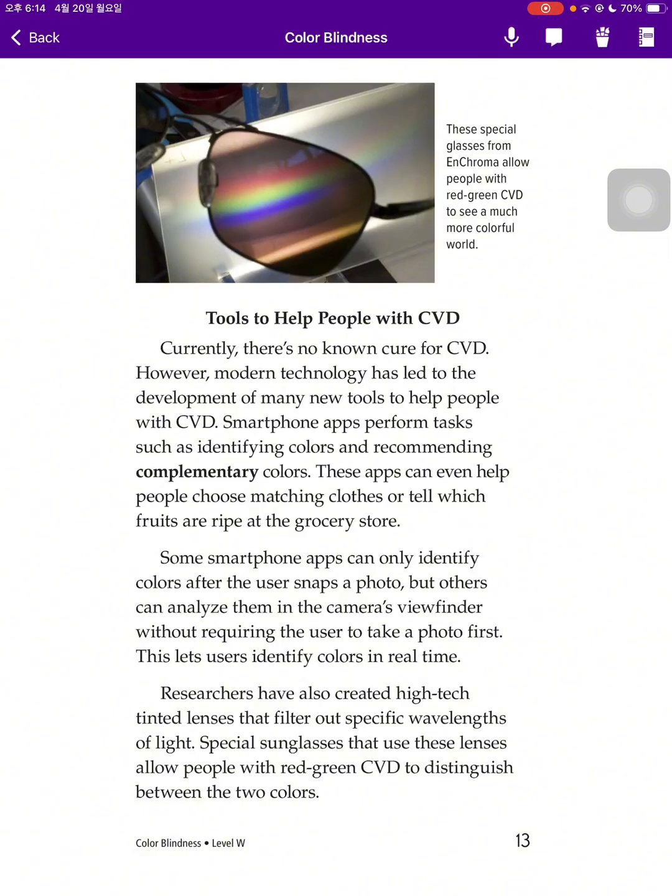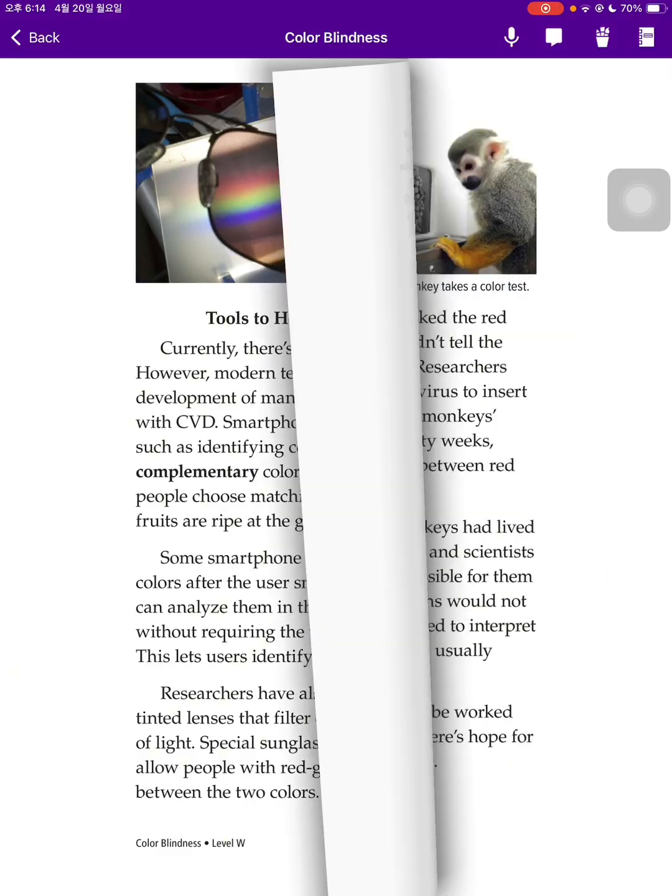Some smartphone apps can only identify colors after the user snaps a photo, but others can analyze them in the camera's viewfinder without requiring the user to take a photo first. This lets users identify colors in real time. Researchers have also created high-tech tinted lenses that filter out specific wavelengths of light. Special sunglasses that use these lenses allow people with red-green CVD to distinguish between the two colors.